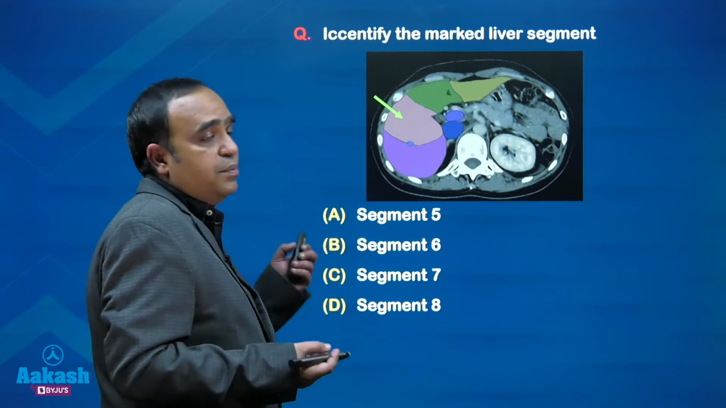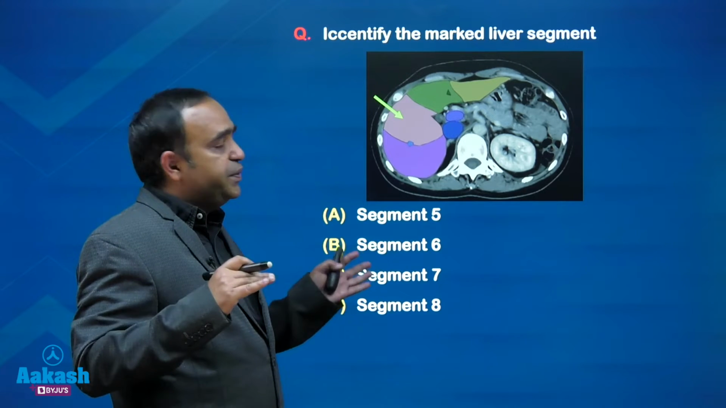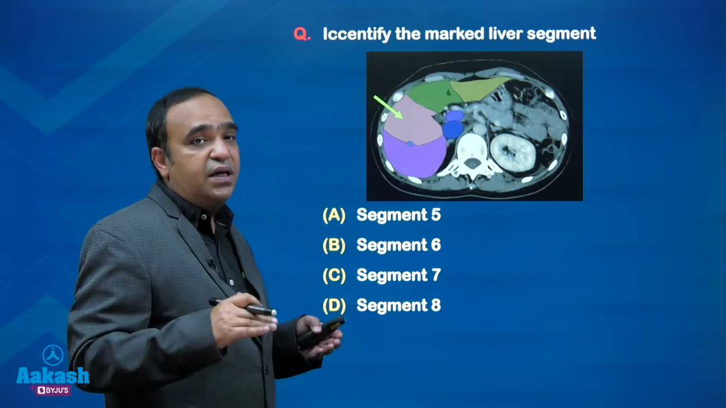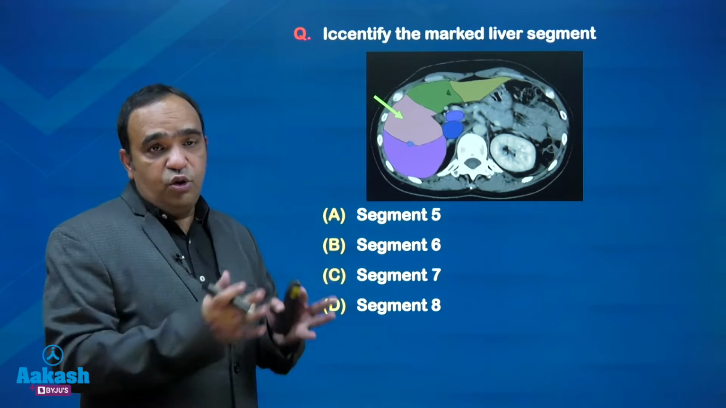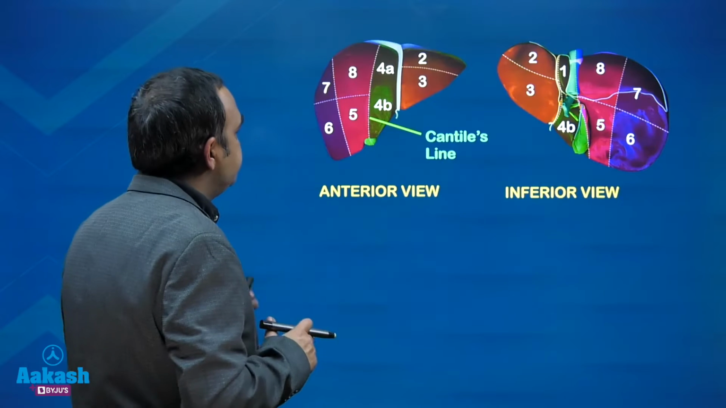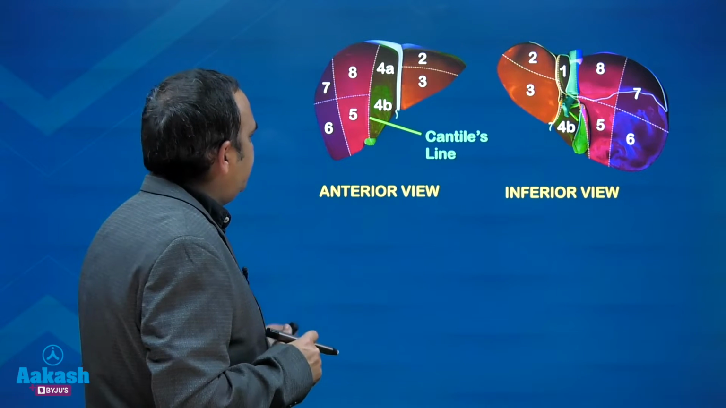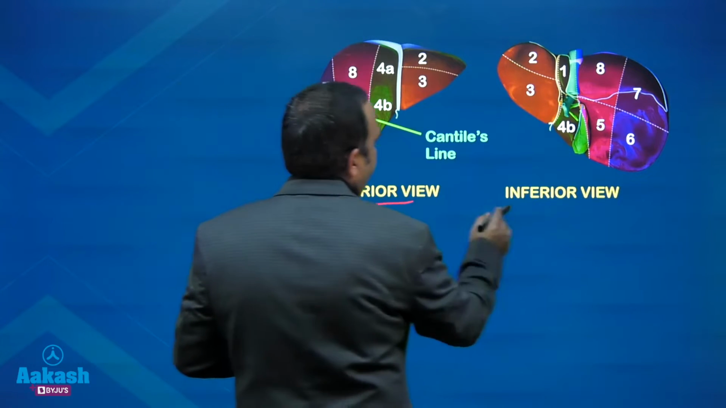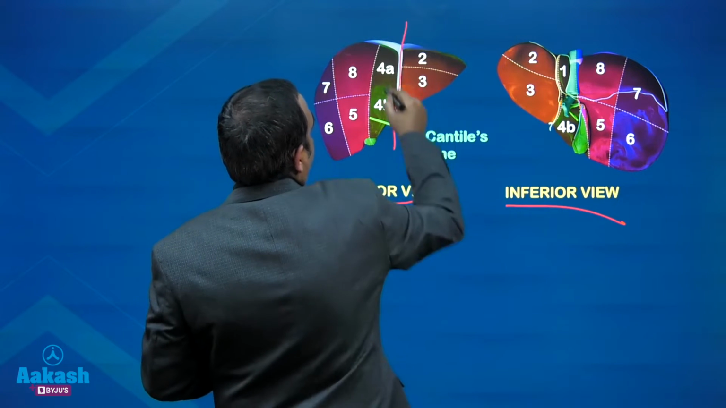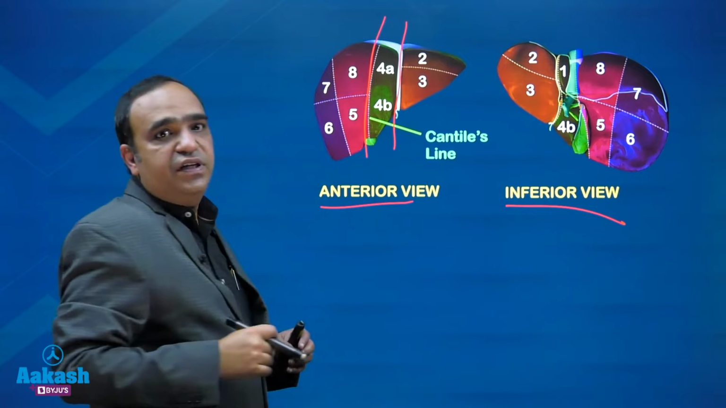It's not easy because it's a CT picture, so depending on what level the transverse section has been taken, the orientation of the liver segments will change. I'll just show you. So just a simple anatomy, the anterior view and the inferior view. As you can see, the anatomical division and the surgical division of the liver.